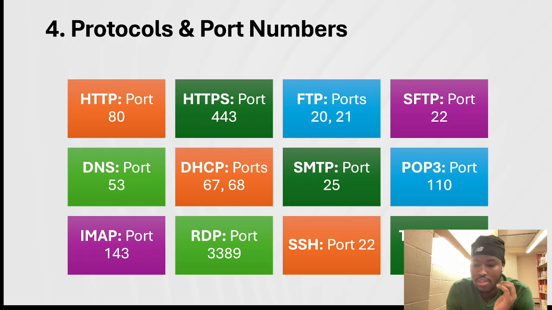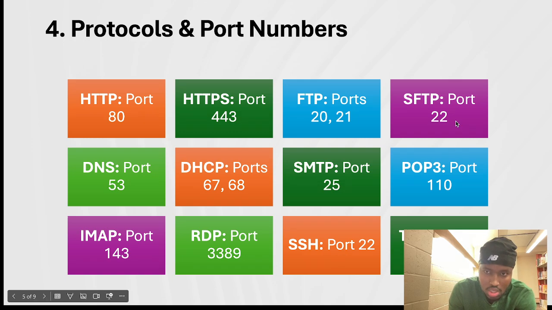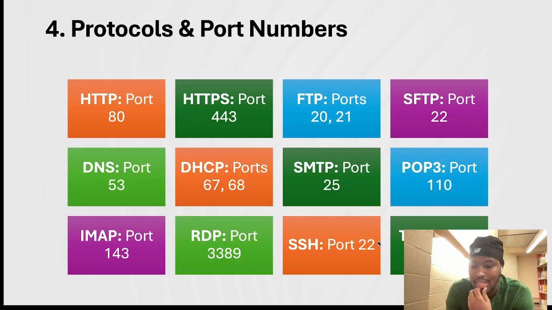DHCP uses ports 67 and 68 for automatically assigning IP addresses. SMTP sends email on port 25. POP3 receives on port 110, IMAP uses port 143, and RDP uses port 3389. And Telnet uses port 23.